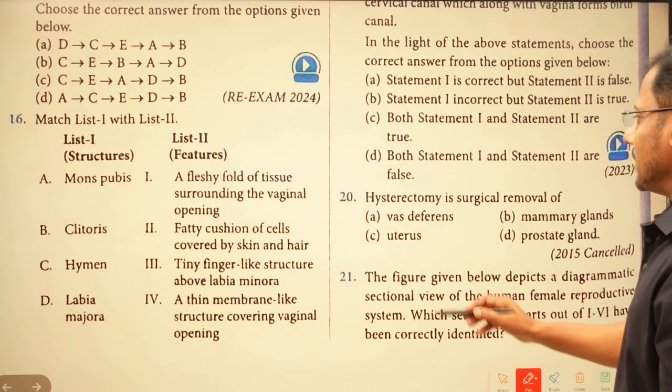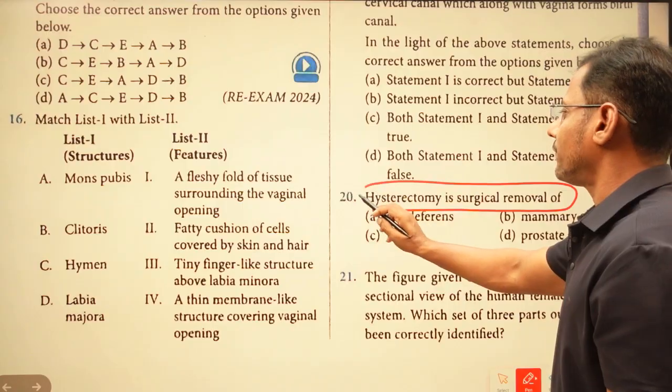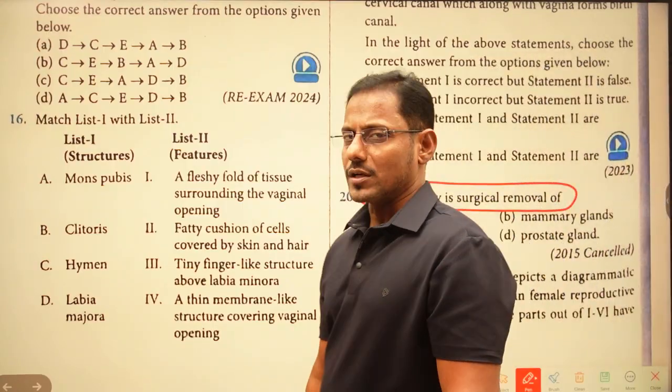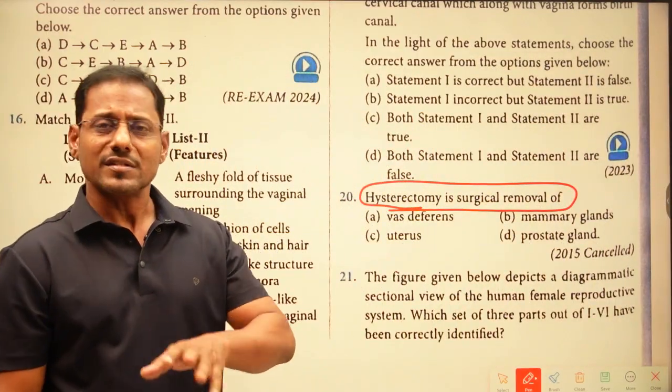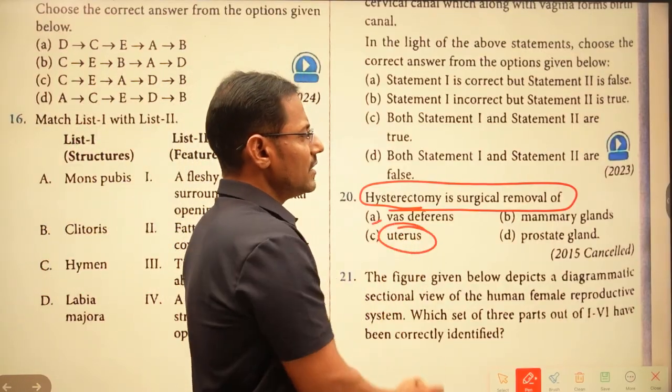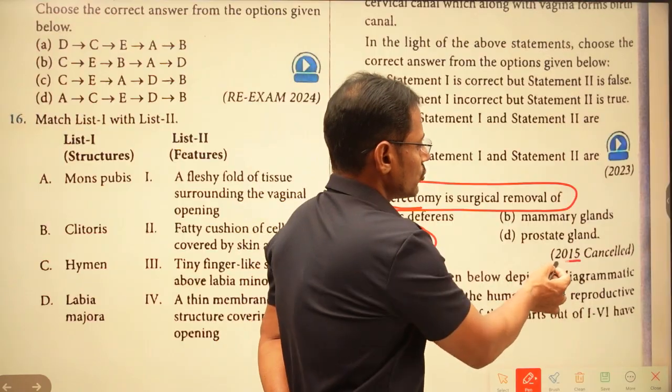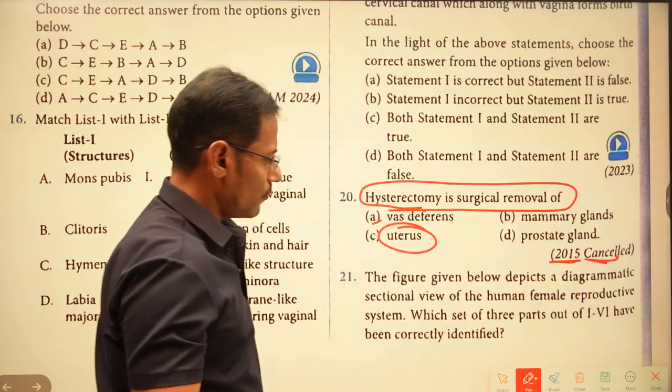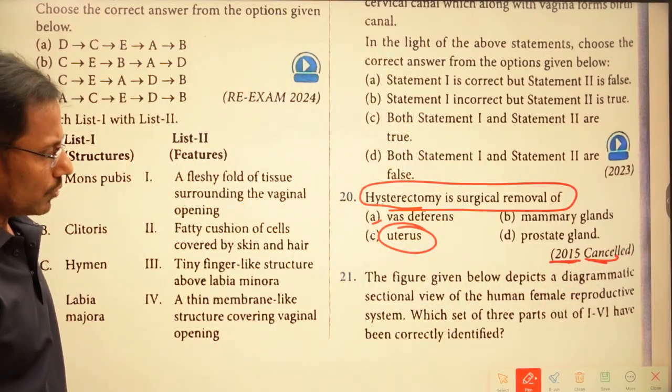Next, hysterectomy. Hysterectomy is the surgical removal of womb or else uterus. Hysterectomy is the removal of the uterus surgically. So that is the removal of the uterus. Actually, this question was asked in 2015, but it was cancelled, why, we don't know.